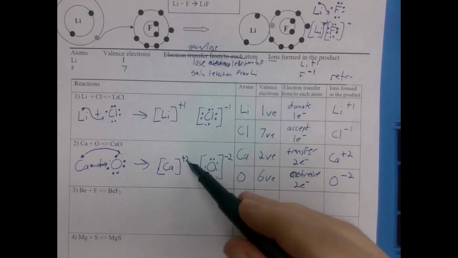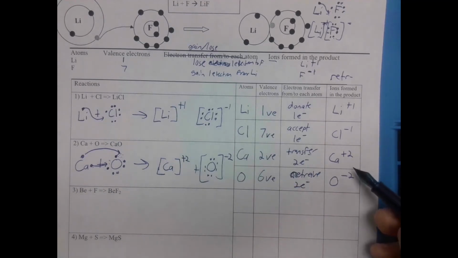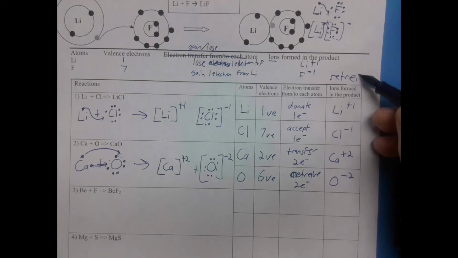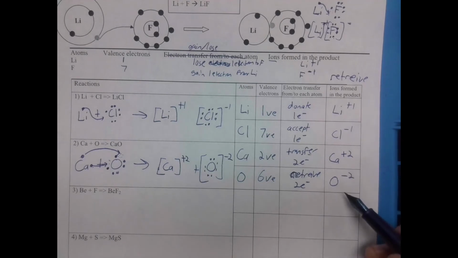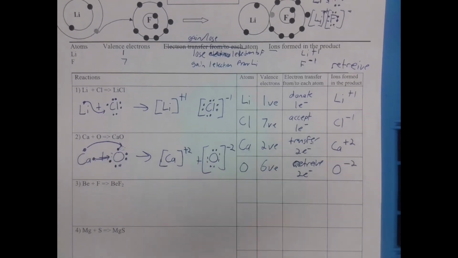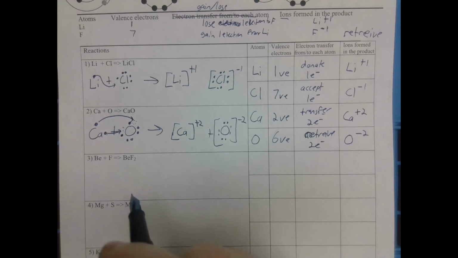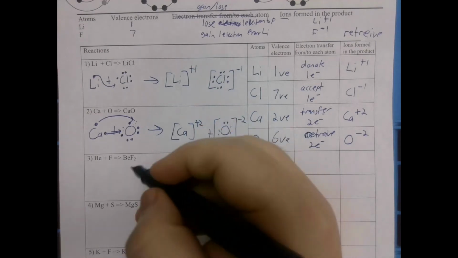Ca should be plus 2. Ca is plus 2. O is negative 2. Alright. For these 2 cases, it's very simple. This is where I'm trying to get at.